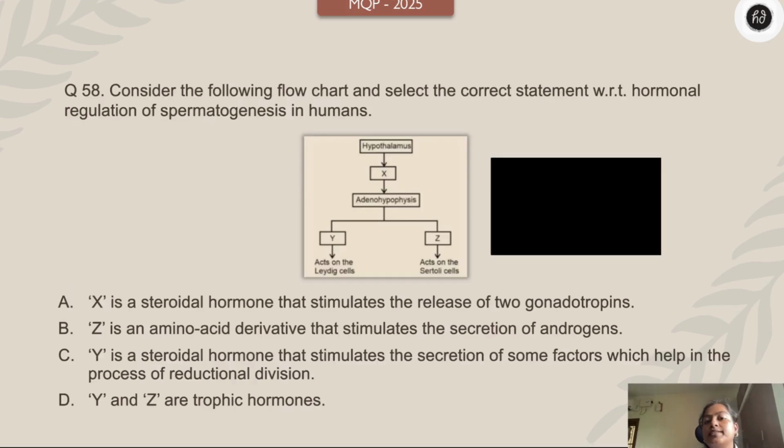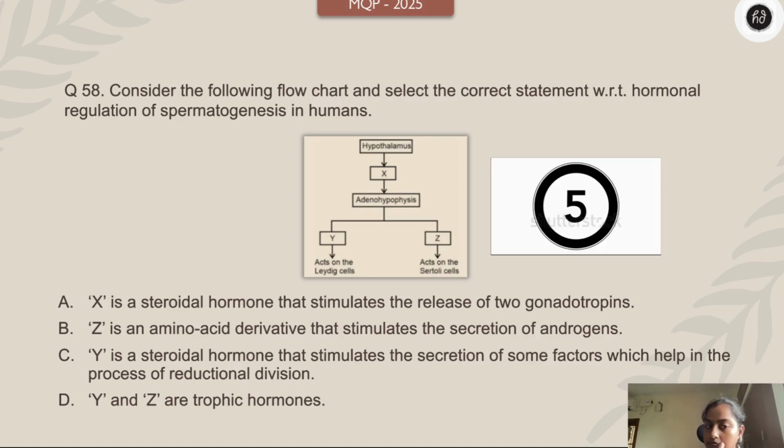Consider the following flowchart and select the correct statement with respect to hormonal regulation of spermatogenesis in humans. In the 2024 paper, previous year paper, you can see this question. X is a steroid hormone that stimulates the release of two gonadotropins. Z is the amino acid derivative that stimulates the secretion of androgen. Y is a steroidal hormone that stimulates the secretion of some factors which help in the process of reduction division. Y and Z are trophic hormones. So what do you think is true regarding X, Y and Z? Your time starts. 3, 2, 1, right?